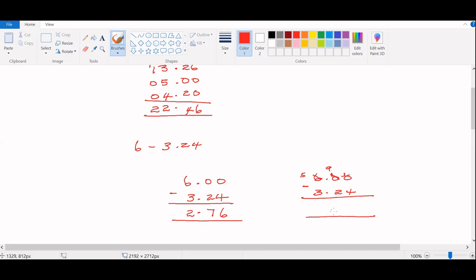So 10 minus 4 is 6. 9 minus 2 is 7. And 5 minus 3 is 2. So you see, it's the same thing that we get, whichever method we employ, if we borrow or if we just add down here once we add 1 on top. Whichever method you employ, you get the same answer. Use the one that best suits you. All right, so this is how we calculate with decimals.